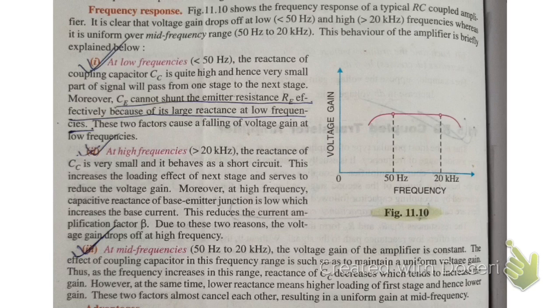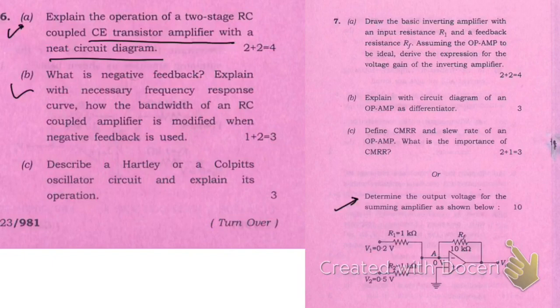And here I have written about the frequency responses. Okay, so now let's move on to the next question. So what is negative feedback? Explain with necessary frequency response curve how the bandwidth of RC coupled amplifier is modified when negative feedback is used. So let me show you the answer to this question as well.